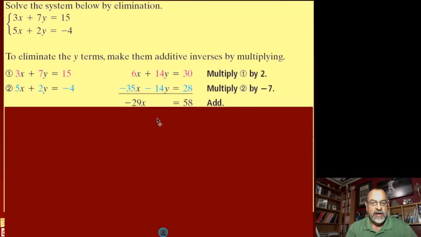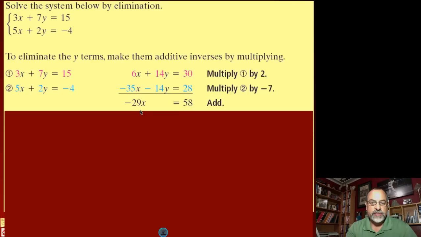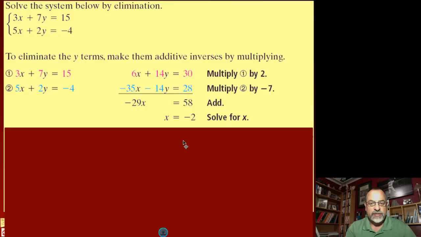So once I've done that, I go ahead and add those two equations together. I get negative 28x. The y term is 0, leaving me the y eliminated, and then I simply solve for x. X is equal to negative 2.